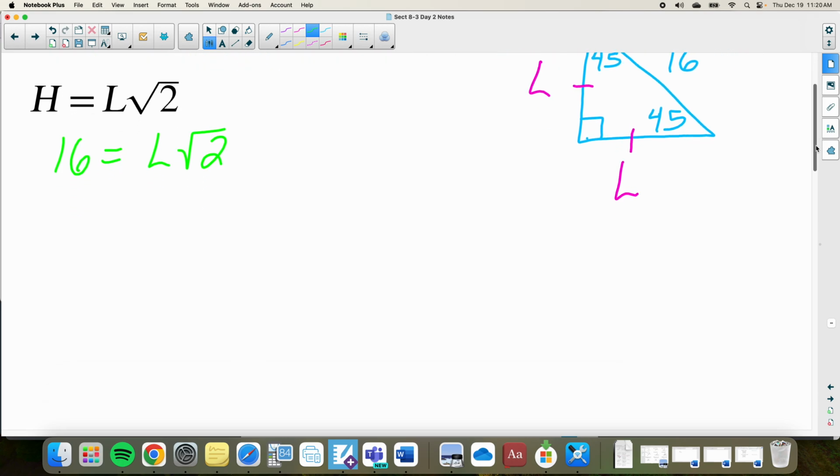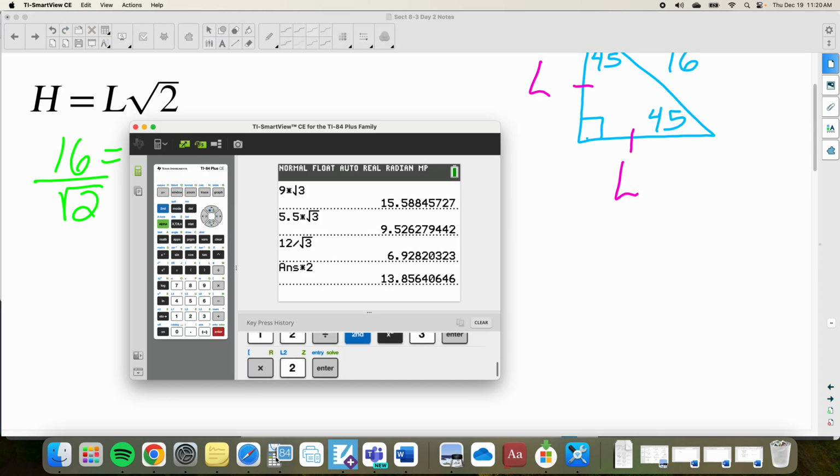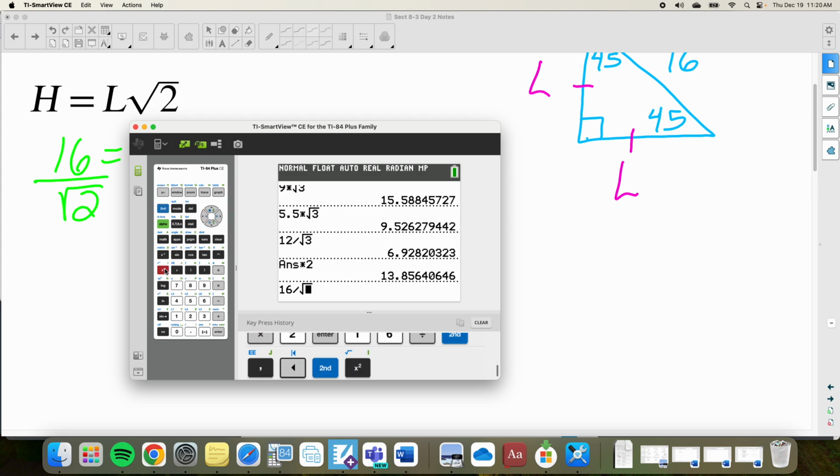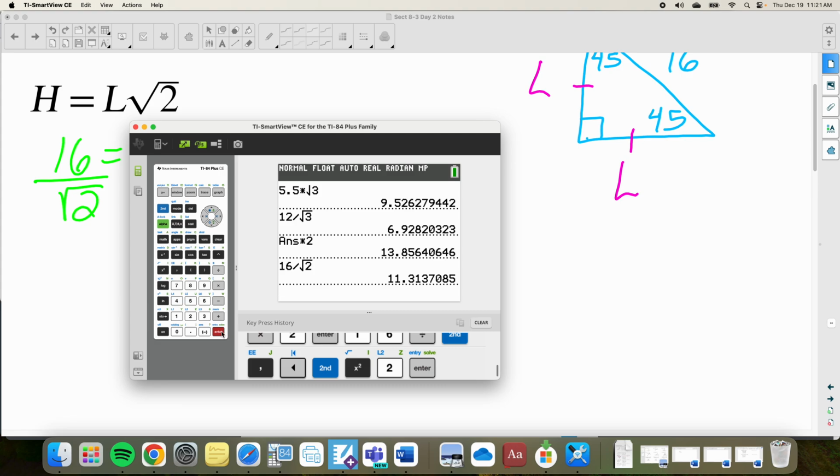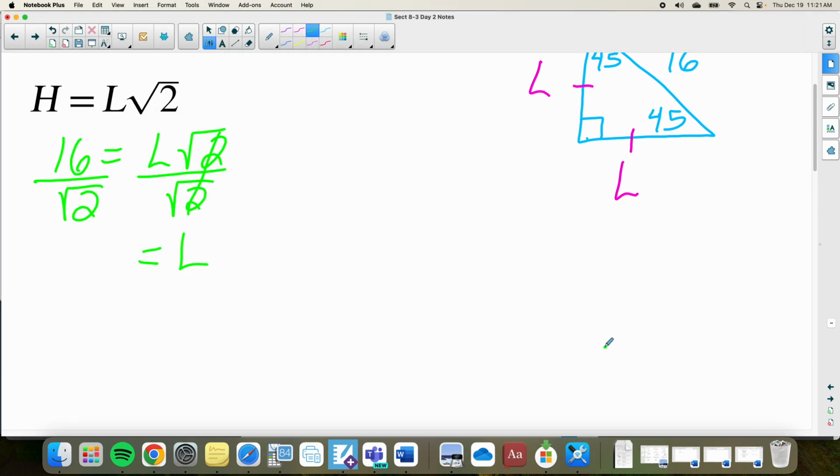And then I would just divide by root 2, okay? And L would equal, and then we would just do 16 divided by root 2 if you were doing it just on your calculator. So 16 divided by root 2 is 11.31. Okay, that's one answer.